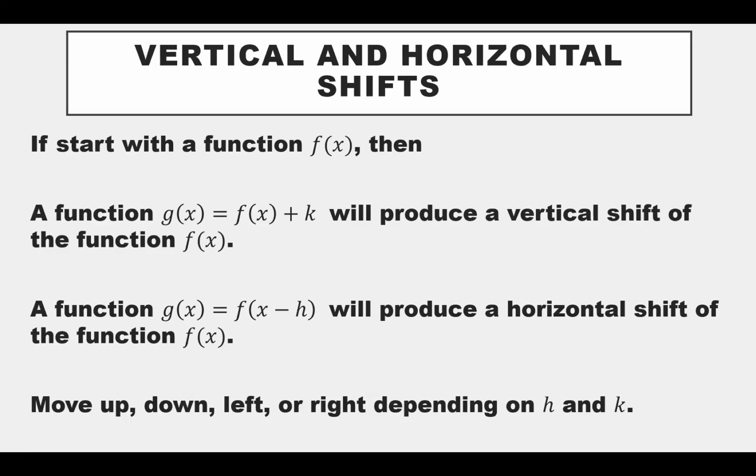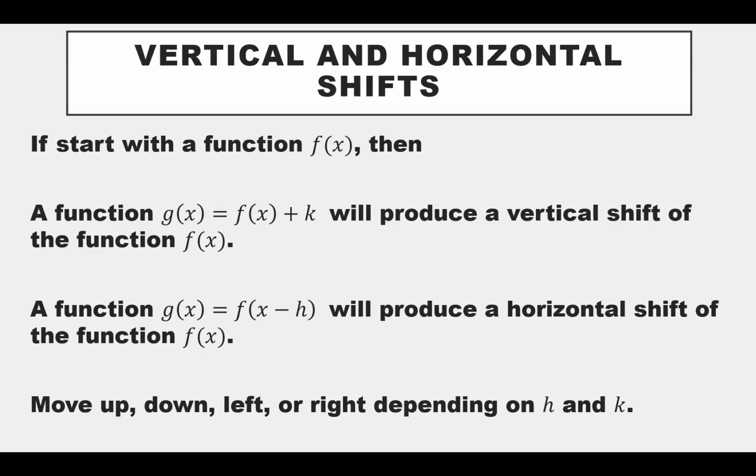If we start with a function f of x, and then I use it to create a new function, if I say my new function, we'll call it g of x, is equal to f of x plus k, where k is outside, then that'll produce a vertical shift of the function f of x.